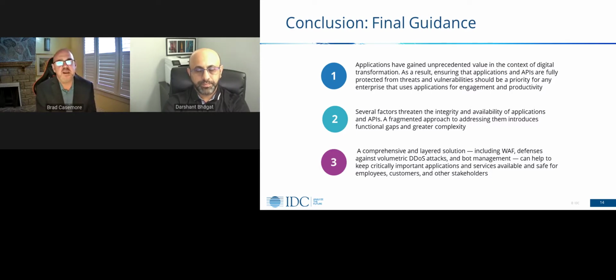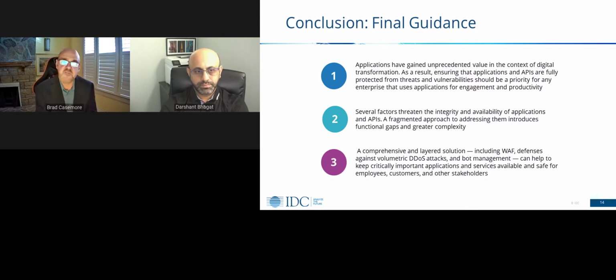Number one, and we said this earlier, applications have gained unprecedented value in the context of digital transformation. They are the lifeblood and the face of digital business. And I think it's become even more the point during the crisis, and it will be certainly in evidence as we move past this crisis. As a result, ensuring that applications and APIs are fully protected from threats and vulnerabilities should be a priority for any enterprise that uses applications for engagement and productivity. And I'm sure that really applies to all of you out there in the audience today.